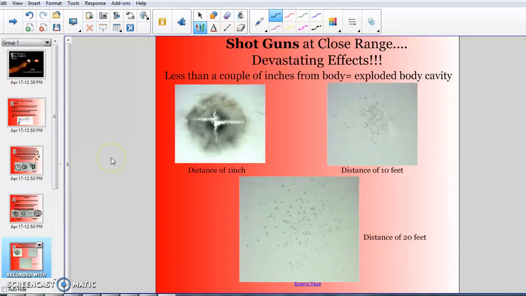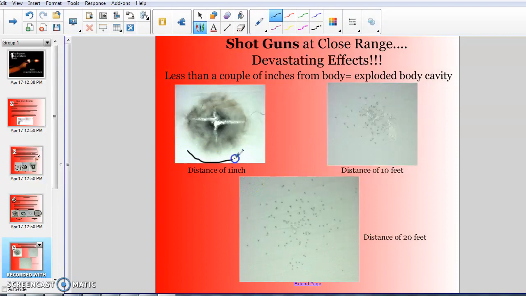Shotguns at close range are a little bit different. Less than a couple inches away from your body, you have an exploded body cavity. Remember we talked about how investigators will know for sure if somebody's been shot with a shotgun just because of the severity of what the body looks like. This is what the GSR or the pellets kind of look like at different distances.